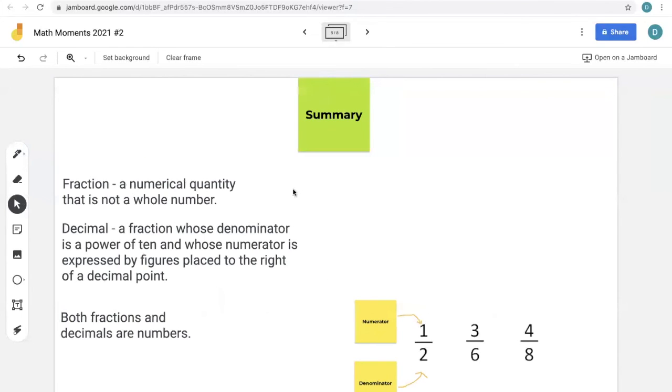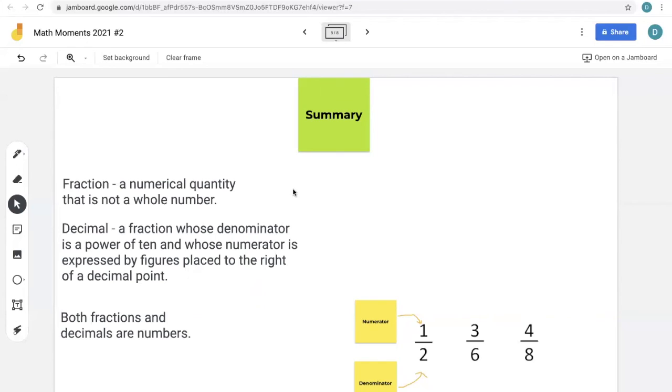So let's summarize what we have. A fraction is a numerical quantity that is not a whole number. A decimal is a fraction whose denominator is a power of 10, which we went over, and whose numerator is expressed by figures placed to the right of the decimal point, which we also went over a couple slides ago.